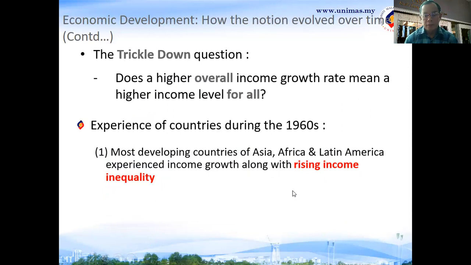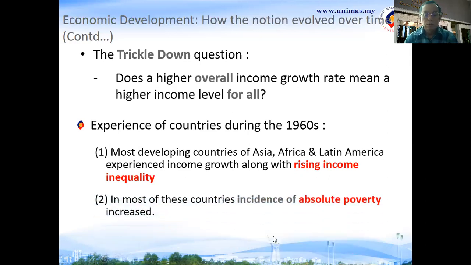most developing countries of Asia, Africa, Latin America, all of them experienced income growth along with rising income inequality. So what is peculiar is the fact that as the income grows, GDP growth and so on, at the same time there was a rising income inequality. In other words, the difference between the rich and the poor seems to be increasing at the same time. Yeah, income inequality.